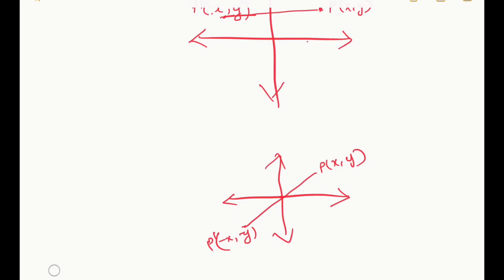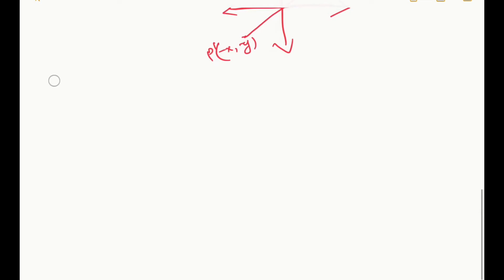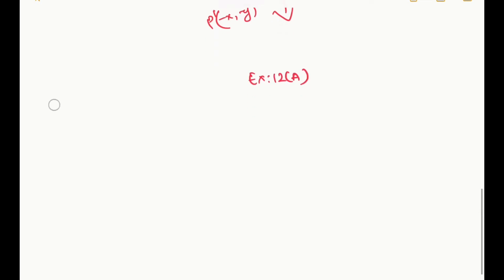Hope it's clear, kids. So, let us start with exercise 12a now. Coming to exercise 12a, the first question is clear to you, you can try doing it yourself. Okay, so when I do the other questions, it will be more clear to you. Now let me start with the third question.